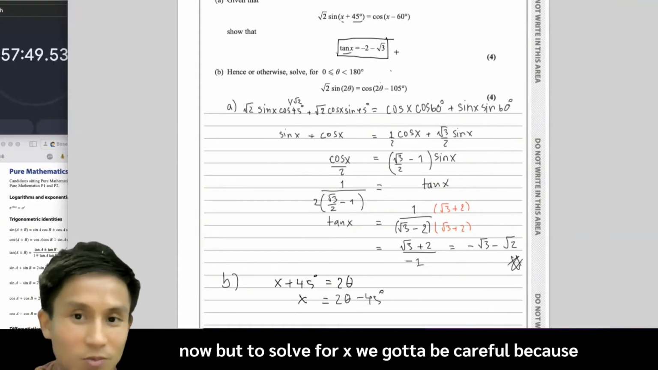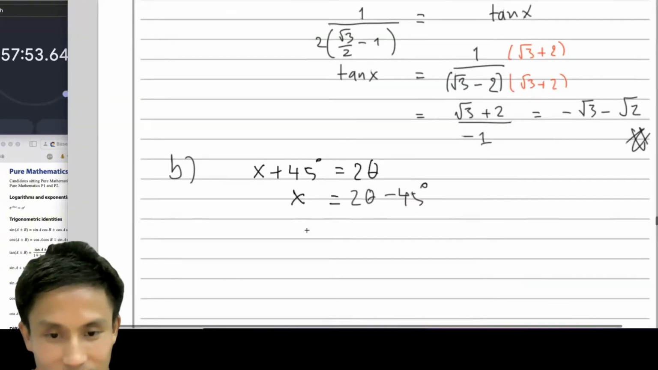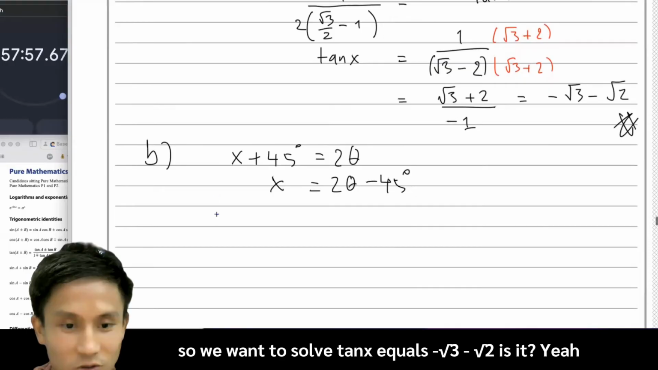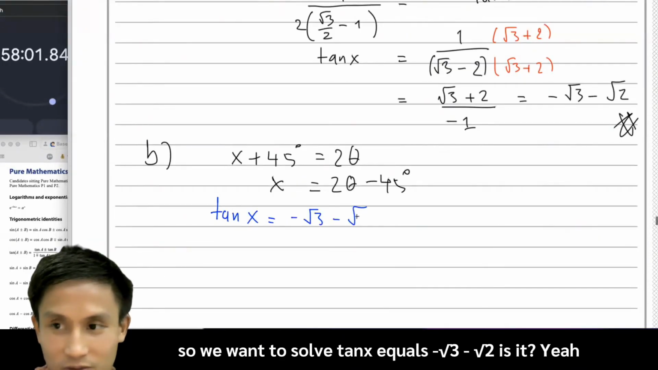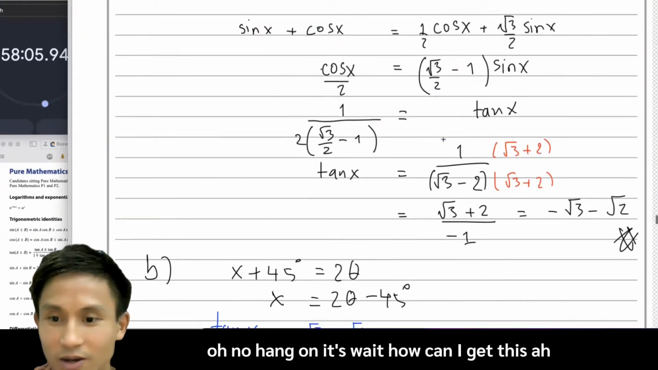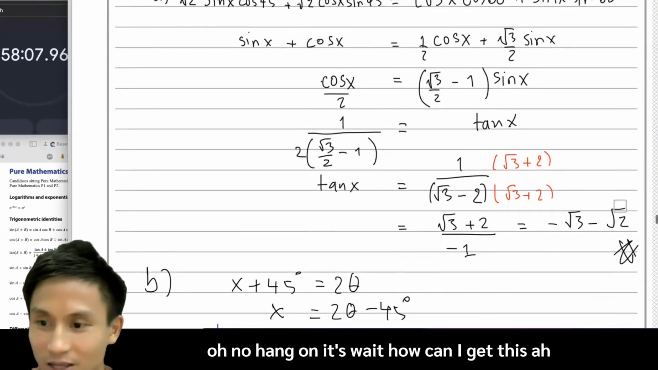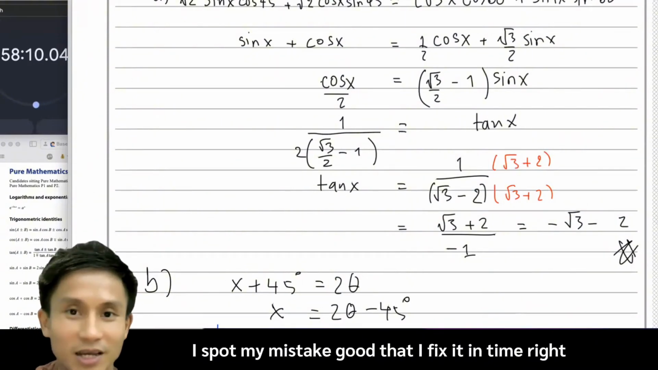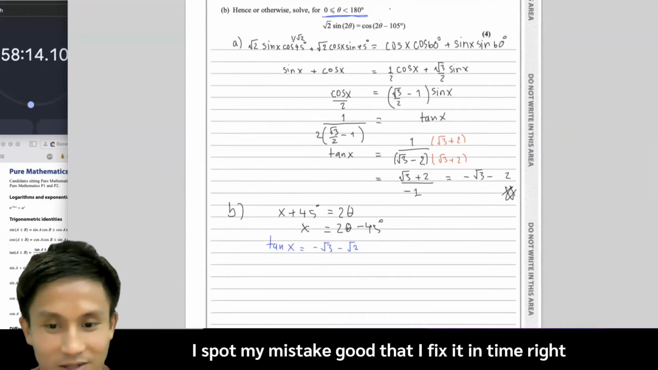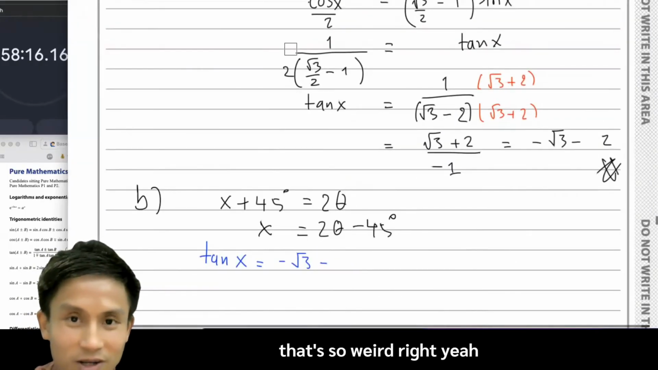Okay. Now, to solve for x, we've got to be careful because we have the range of theta there. So we want to solve tan x equals minus root 3 minus root 2, is it? Oh, no, hang on. Wait, how can I get this? I spot my mistake. Good that I fixed it in time. That's so weird, right?